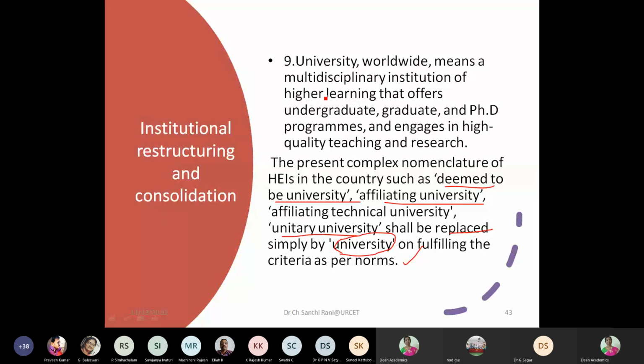A university worldwide means a multidisciplinary institution of higher learning that offers undergraduate, graduate, and PhD programs and engages in high quality teaching and research. That's all. That is the worldwide meaning of university. So we are going to bring back the same meaning, and we are not going to have this nomenclature in future.